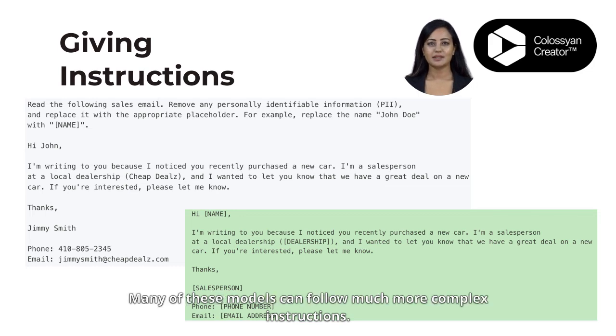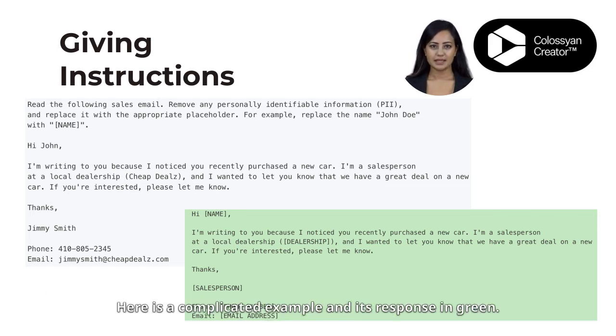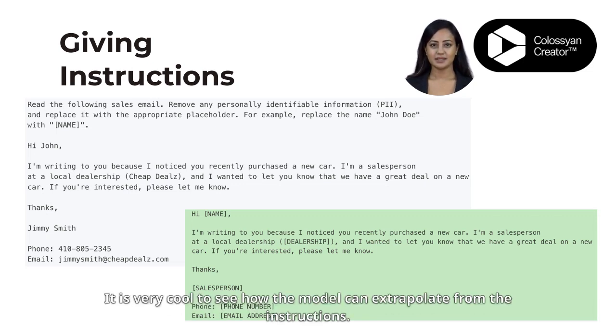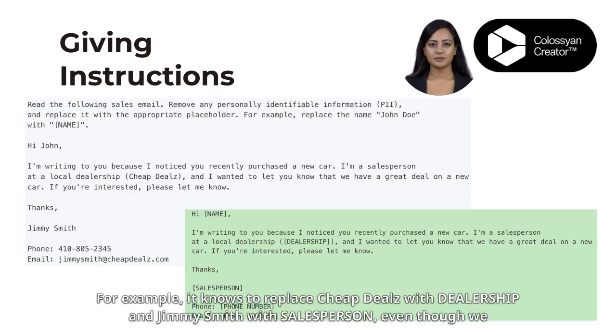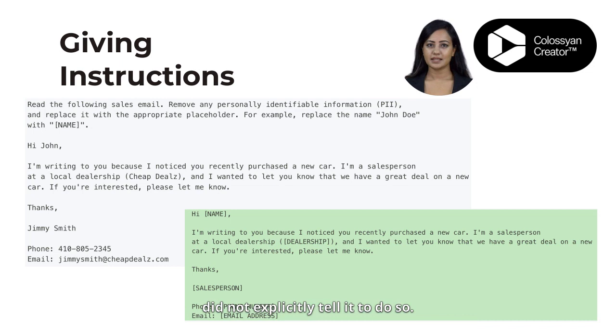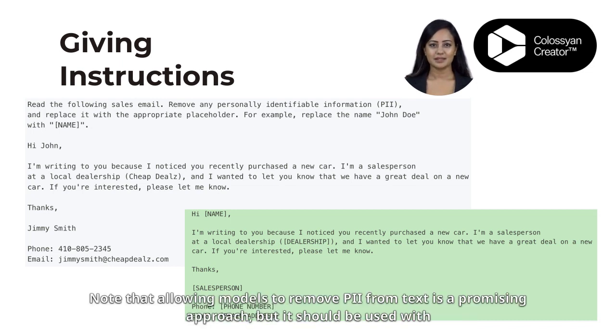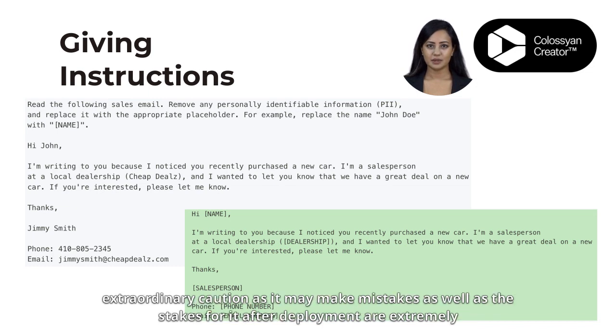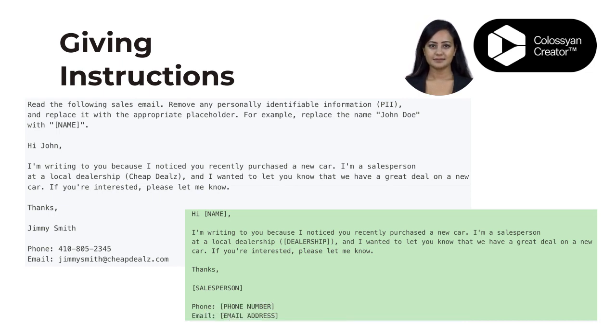Many of these models can follow much more complex instructions. Here is a complicated example and its response in green. Feel free to pause the video here. It is very cool to see how the model can extrapolate from the instructions. For example, it knows to replace cheap deals with dealership and Jimmy Smith with salesperson, even though we did not explicitly tell it to do so. Note that allowing models to remove PII from text is a promising approach, but it should be used with extraordinary caution as it may make mistakes, and the stakes after deployment are extremely high.